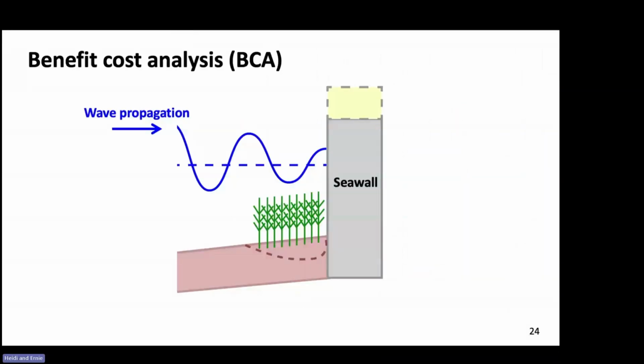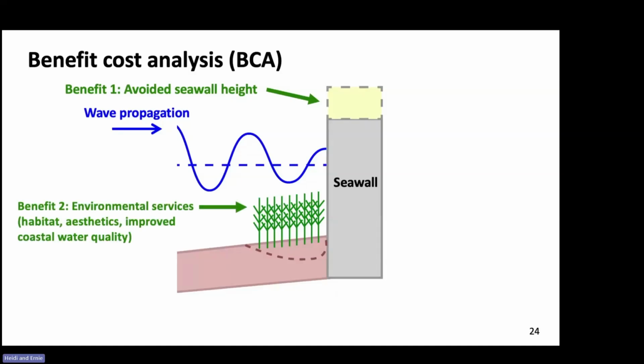So benefit cost analysis is an economic framework, and we are trying to see if the marsh fronted seawall is economically justified. Here, I consider three benefits. The first one is the avoided seawall height, because you can have a shorter seawall to deliver the same amount of coastal protection. Second is the environmental services that the marshes provide. And thirdly is the reduced erosion, which is not quantified at the moment because the volume of erosion is pretty hard to estimate. In terms of cost, there are two.